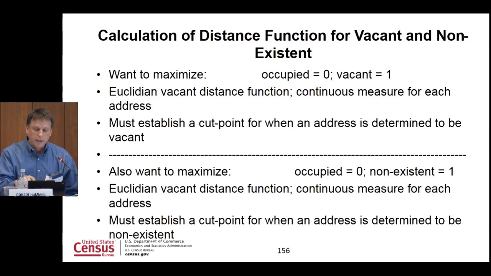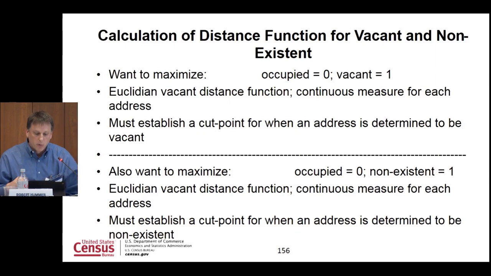Then they calculate these distance functions. In the case of vacancies, they're trying to maximize vacancies and minimize occupied. They got a continuous measure for each, and then there's a cut point, a threshold drawn on those graphs. But exactly where that threshold is can be debated, and there's sensitivity and specificity to be determined there. I wasn't fully clear on how those thresholds were drawn.